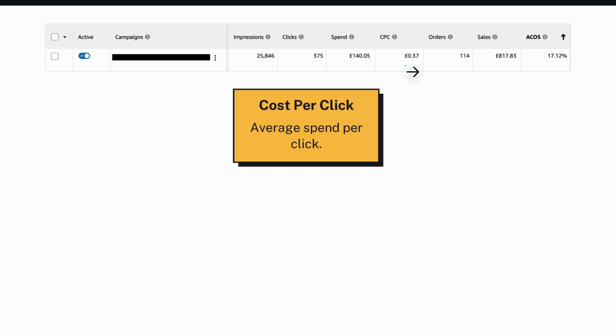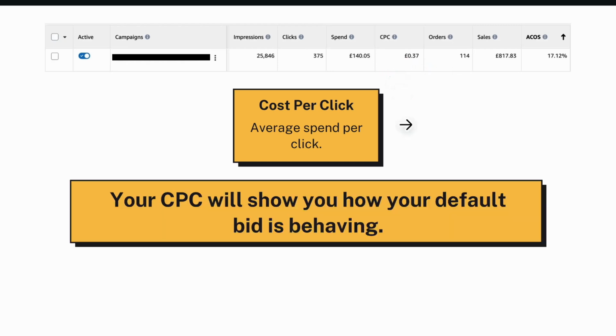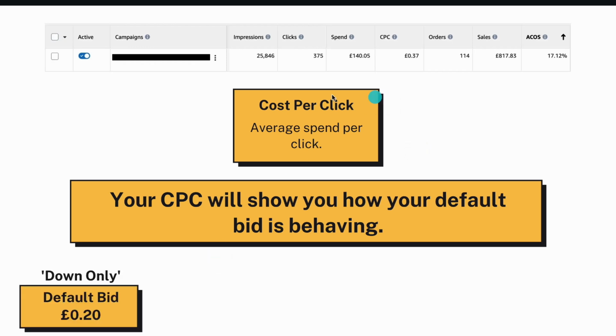So spend is quite an obvious and quite an easy metric to understand. Cost per click is a really interesting one because it allows you to see exactly how much you're spending for someone to click into your ad. And in this example, my cost per click was 37 pence. And I will also show you how your default bid is behaving. For this example here, please ignore these numbers at the top and just look at the numbers that I'm talking about down here. Let's just say you set up an ad campaign with a default bid of 20p with the down-only bidding strategy. Let's just say over time, your cost per click came back at 19 pence. So it's really pushing the upper bounds of that default bid.